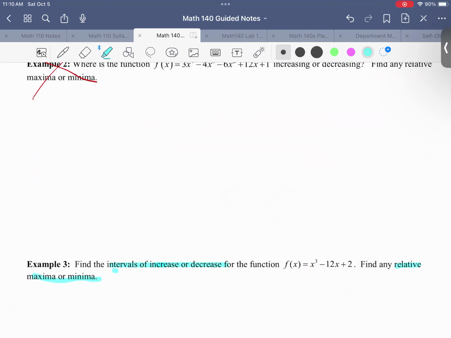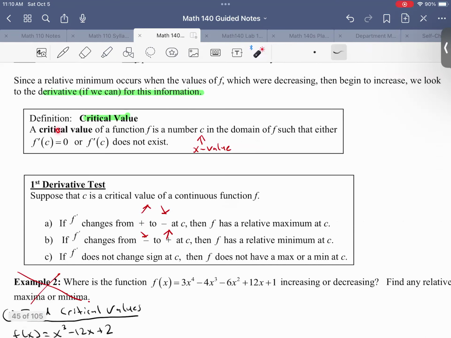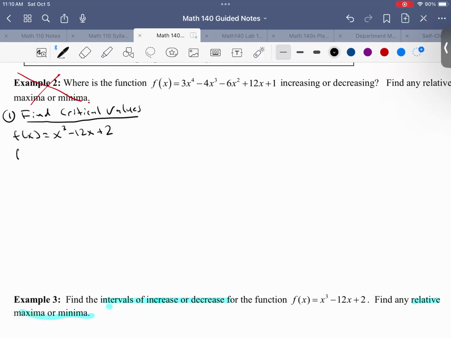There's always a step-by-step process when you have to figure this out, and I'm going to write it up here. First thing I always want to do is find the critical values. So step one, find critical values. What does that mean? I have my function f of x equals x cubed minus 12x plus 2. To find a critical value, I need to find the derivative and set that equal to 0 and solve for that. So the derivative is 3x squared minus 12.